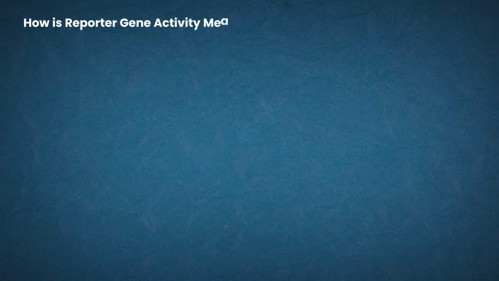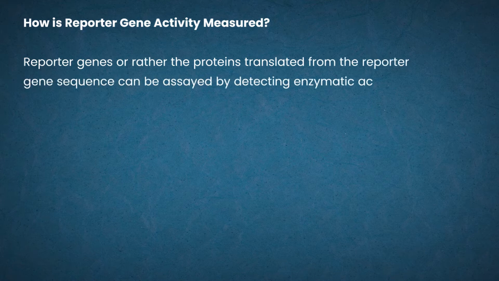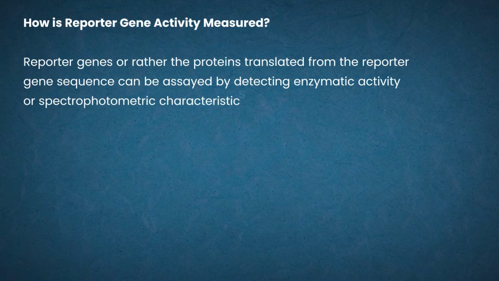And how do you measure the reporter gene activity? The reporter gene, or rather the protein translated from the reporter gene sequence, can be assayed by detecting enzymatic activity or spectrophotometric characteristics or indirectly with antibody based assays. There are numerous assays that can be used to measure the reporter gene activity.